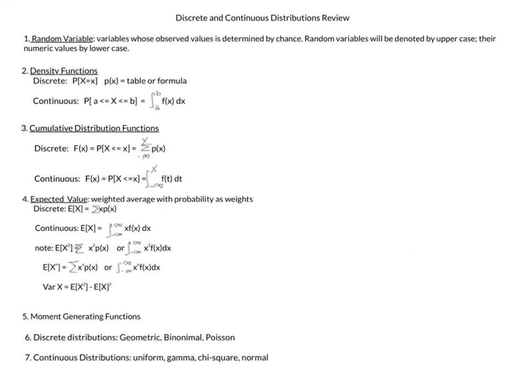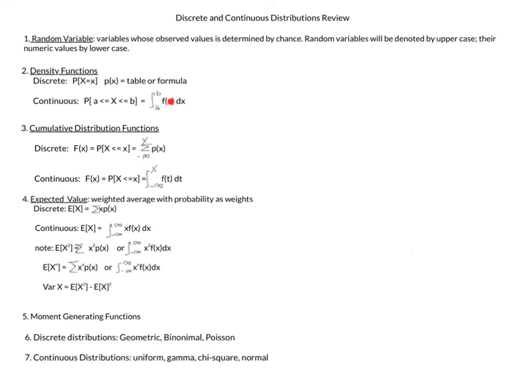A really quick review of continuous and discrete distributions in general. First, we talked about random variables, and those are variables whose values are determined by chance, some chance process. The density function essentially answers the question, what's the probability that a random variable x takes the value little x? So for a discrete distribution, this density function takes the form of a table or a formula. When it's a formula, you can plug in a value little x, and then the p of x will return the probability. Or it might be a table, you just look it up.